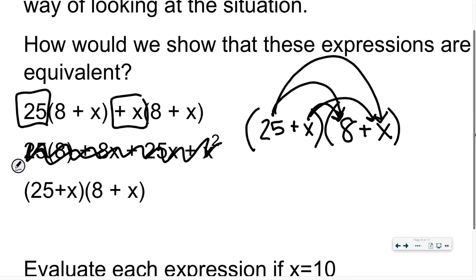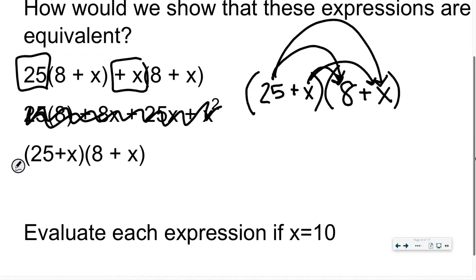So we proved that they were all equivalent because we simplified everything like Gustavo said. And we ended up with x squared plus 33x plus 200. So now let's say x is 10. What is the total surface area of the pool? If x is 10, what is the total surface area? Try it in your binders. When you have an answer, raise your hand.